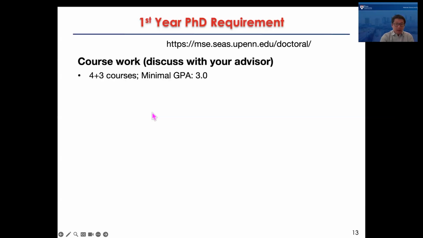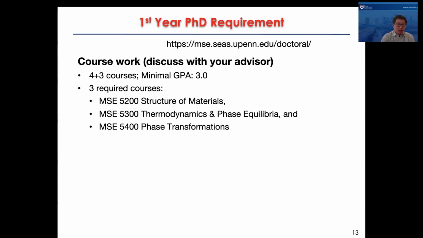Okay, so regarding the first year requirement, you need to first pass 7 courses in total for the first year and then maintain a minimum GPA of 3.0. Within the 7 courses, 3 are required core courses, including structural materials, thermodynamics, and phase transformation. All the PhD students are required to take these 3 courses.